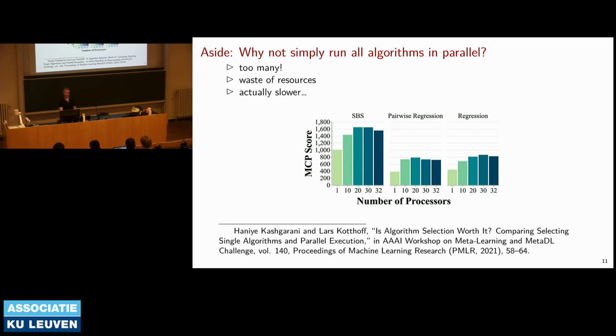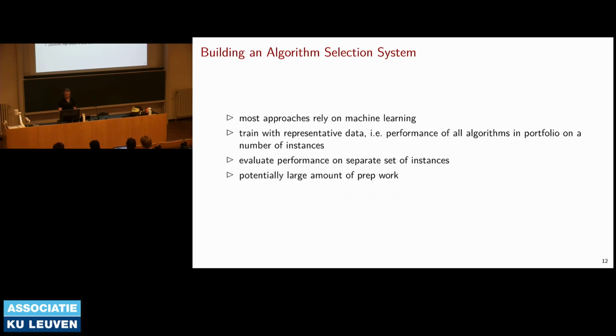Okay, so hopefully I've convinced you that it's a good idea to build an algorithm selection system. So how do we actually do this? Most approaches rely on machine learning, and really all modern approaches, as in from the last 10, 20 years, rely on machine learning.